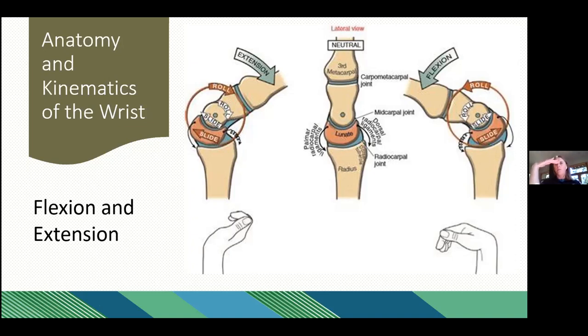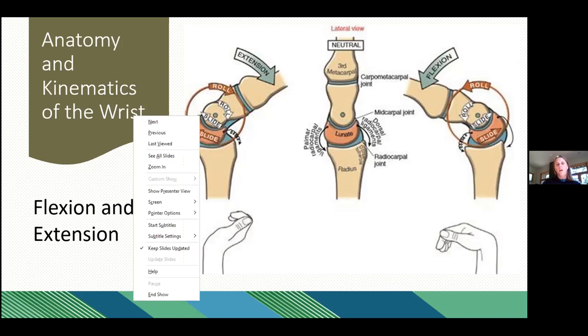And then the opposite will occur when you come forward into wrist flexion. Most of that motion will occur between the radius and the proximal row of the carpals, but as the slide demonstrates, there is some motion that also occurs between the two carpal rows.